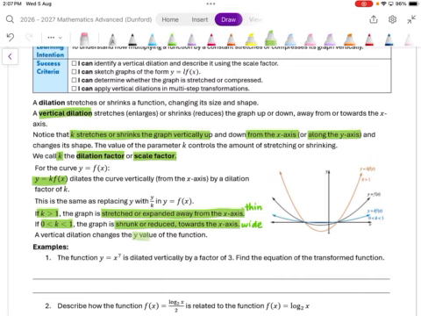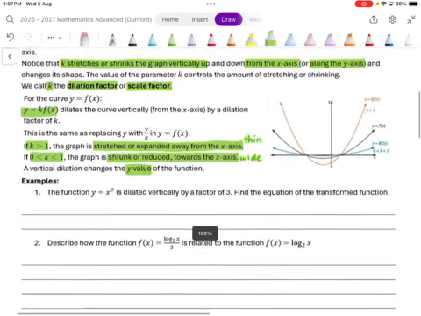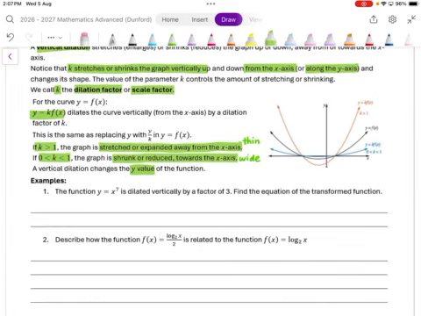We've already looked at a couple of dilations in previous exercises and in previous topics. We're just formalising it now. So we have the function y equals x to the power of 7, dilated vertically by a factor of 3. We want to find the equation of the transformed function.